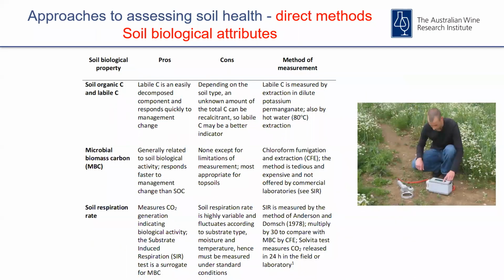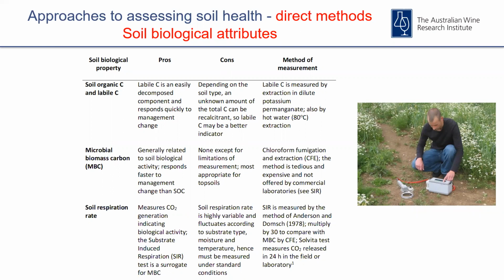So let's go through some of these. In terms of some of the soil biological attributes, obviously soil organic carbon and labile carbon are really important. Labile carbon is an easily decomposed component and responds quickly to management change, so it's a good one to monitor in that particular space. And I guess the negative side of this is, depending on the soil type, an unknown amount of the total carbon can be recalcitrant. So labile carbon may be a better indicator.